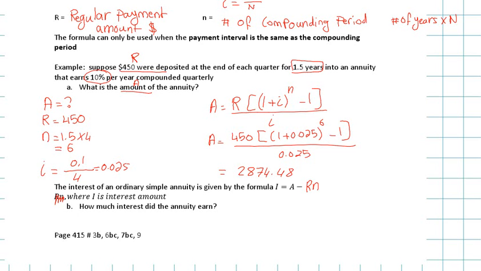So how much money did you put in? You didn't only put one 450. How many 450s did you put? 6 times. You made 6 payments of 450. So that is your R times your N, your regular payment times your N. If you take away how much you put in from your full amount, you will find the interest. That's right.